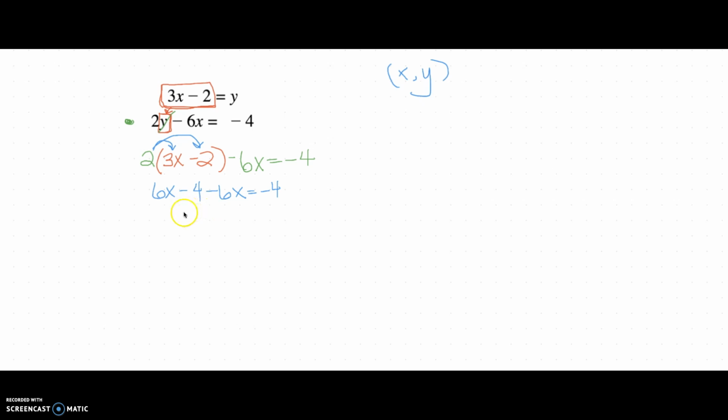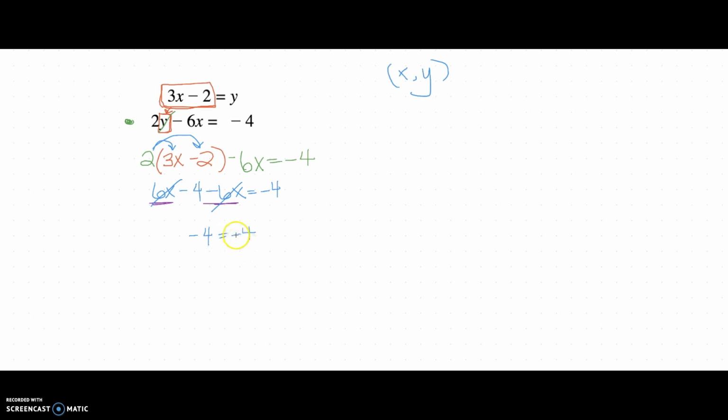So now I want to start simplifying, and I notice that on this side of the equation, I have some like terms. So I have 6x and negative 6x, so I want to combine them. Well, 6x minus 6x gives me 0x, so those just cancel out. And I'm left with negative 4 equals negative 4.